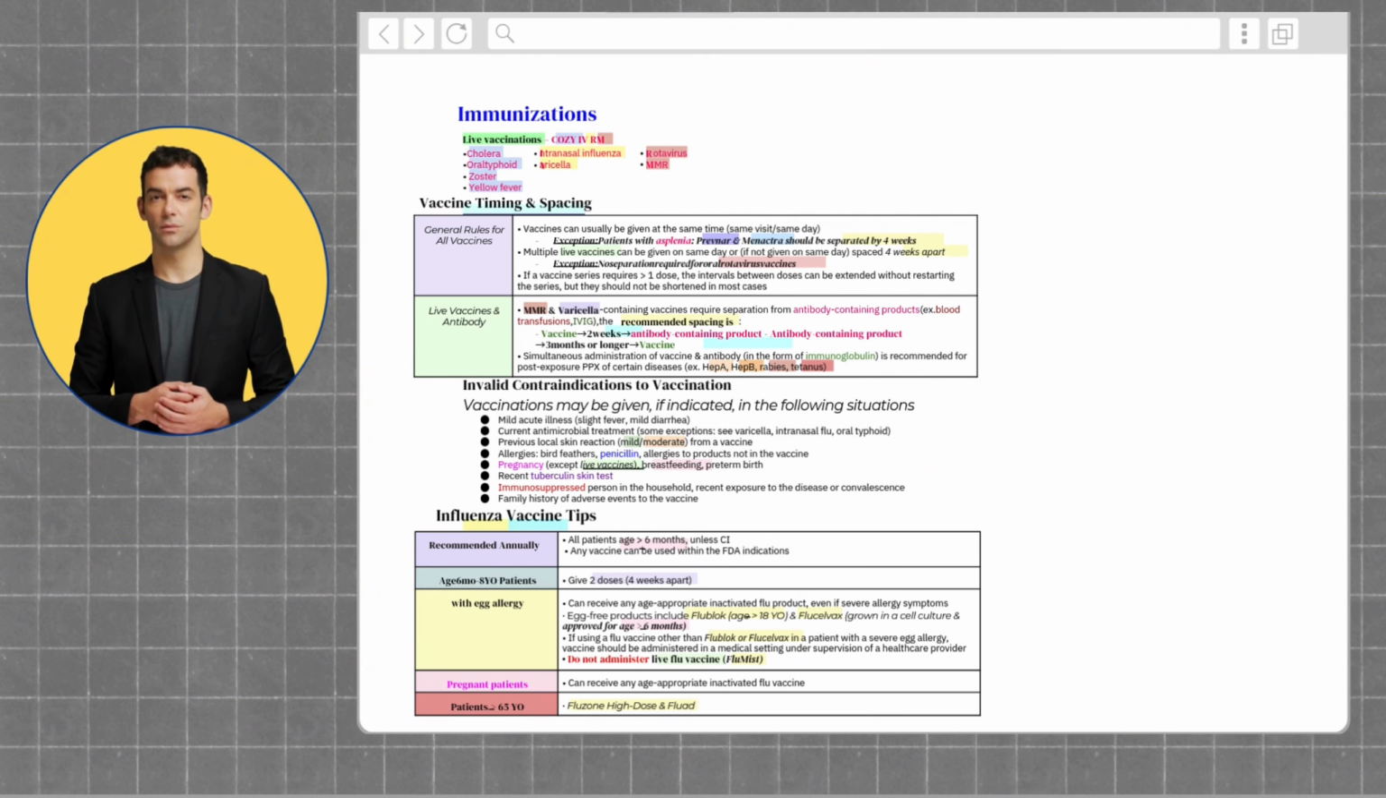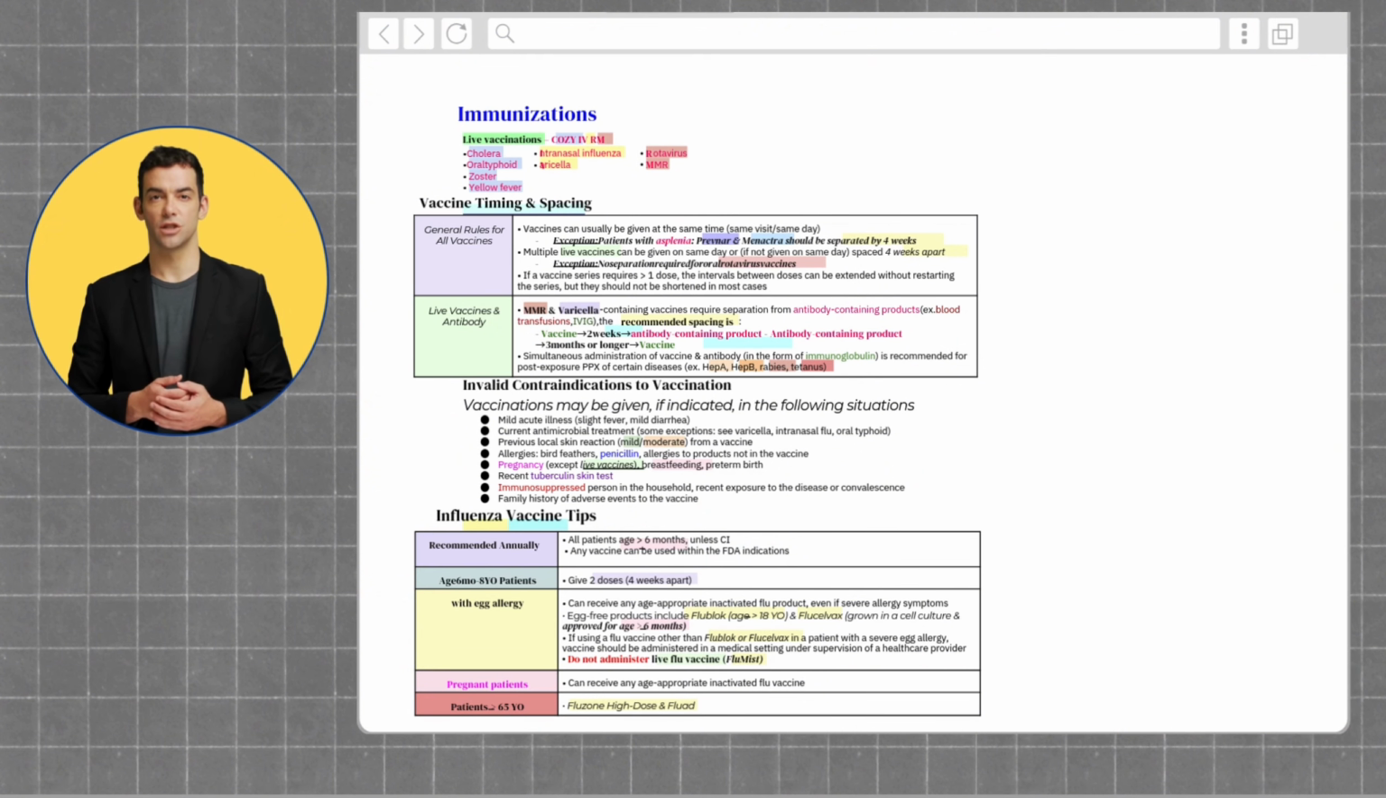There are several types of vaccines. Types of vaccines include live attenuated vaccines, which are a weakened form of the pathogen. Examples of these include MMR, varicella, yellow fever, intranasal influenza. It's important to avoid these in immunocompromised patients and pregnant patients.